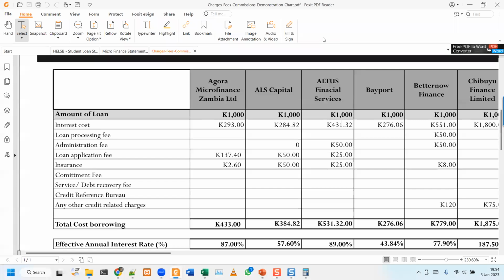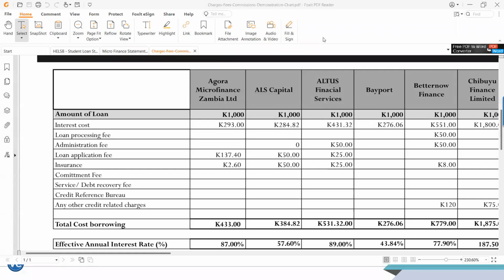So first and foremost, things that we don't think of, or at least I didn't think of, were things like service debt recovery fees. I'm like, what? Insurance, why are you getting an insurance fee when I'm borrowing money?